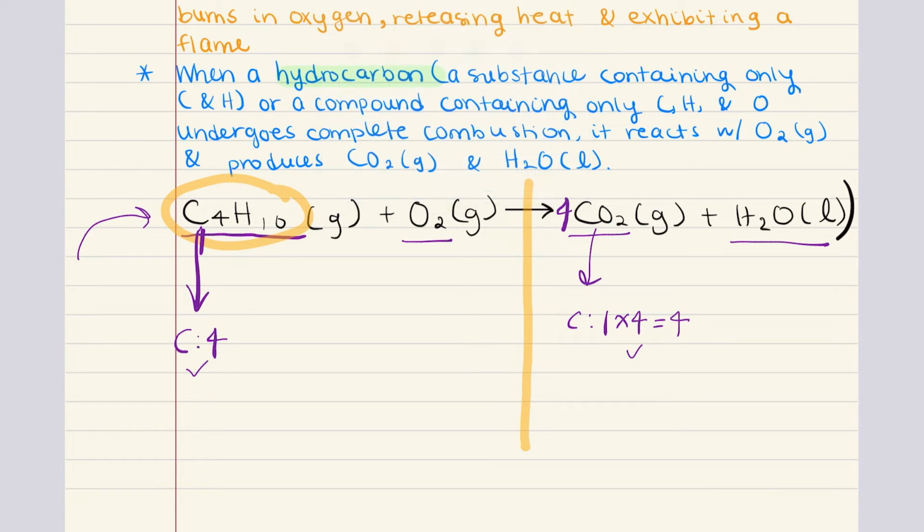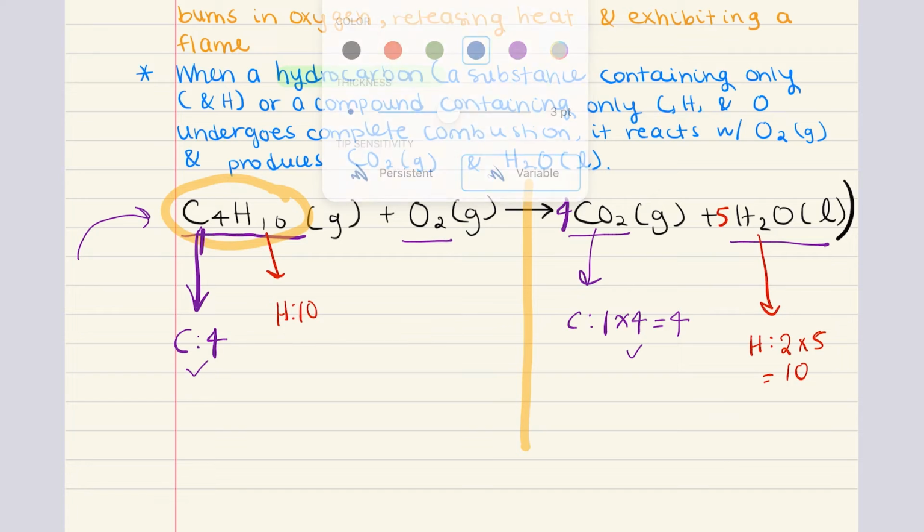Next, we can do hydrogen. On the reactant side, we have 10 hydrogen atoms. On the product side, we only have 2. To balance it, we can add a coefficient of 5 right here so that we have 10 hydrogen atoms on both the reactant and product side. And then last but not least, we have oxygen.